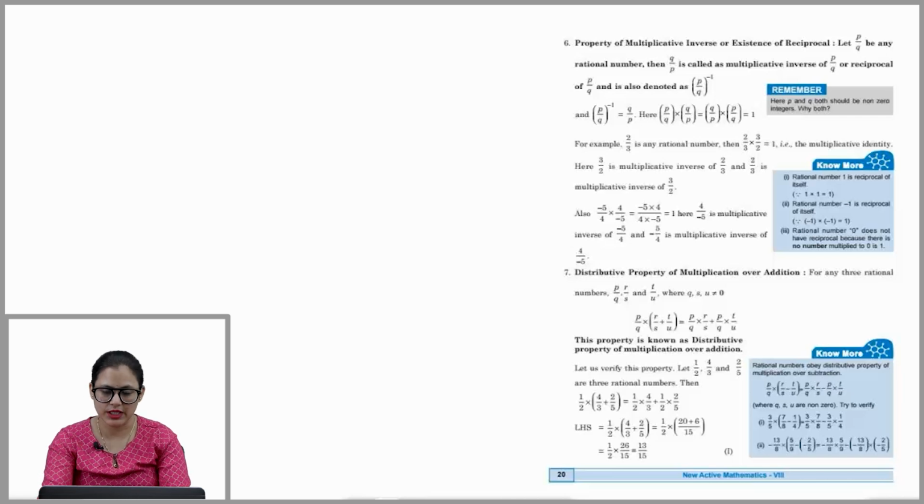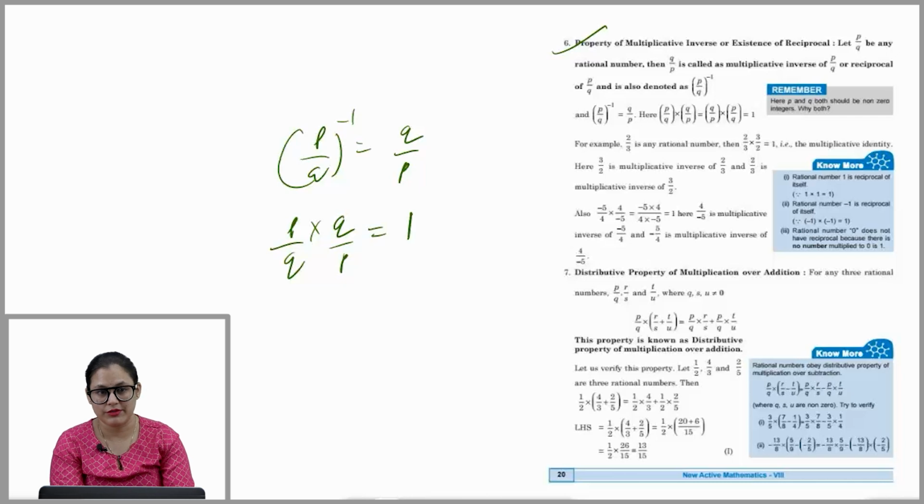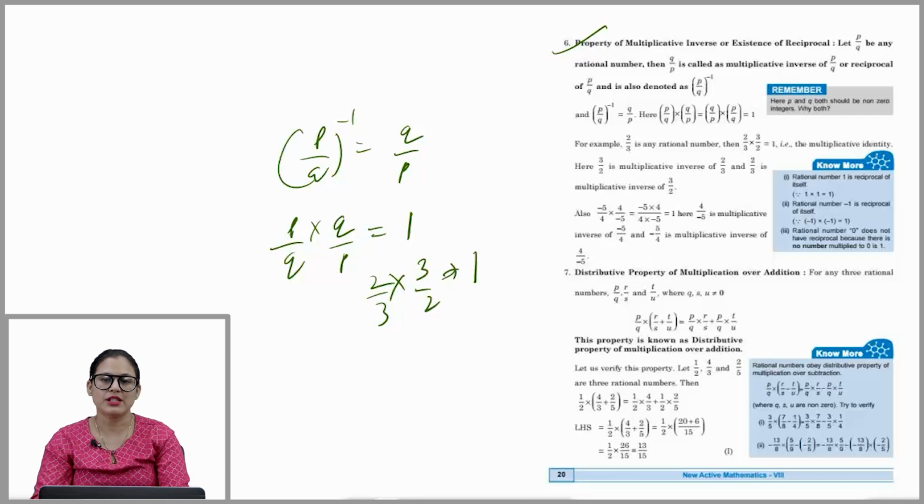Next, sixth property, property of multiplicative inverse or existence of reciprocal. Let p/q be any rational number, then q/p is called the multiplicative inverse of p/q or reciprocal of p/q, and is also denoted as (p/q) raised to the power minus 1. Now, (p/q) to the power minus 1 is equal to q/p. Here, p/q times q/p is equal to 1. For example, 2/3 is any rational number. So, 2/3 times the reciprocal of this rational number, that is 3/2, is equal to 1. That is the multiplicative identity.